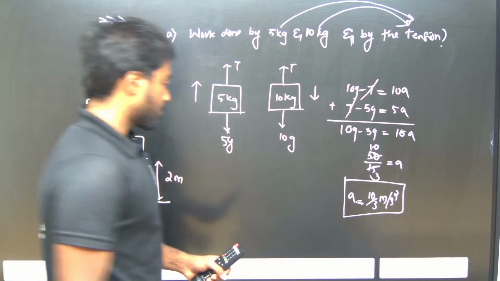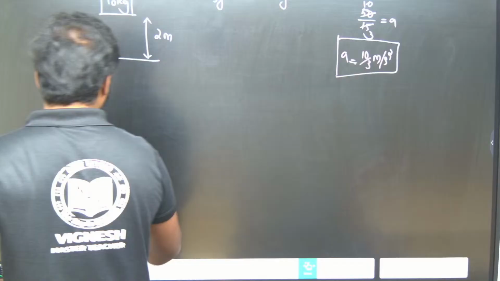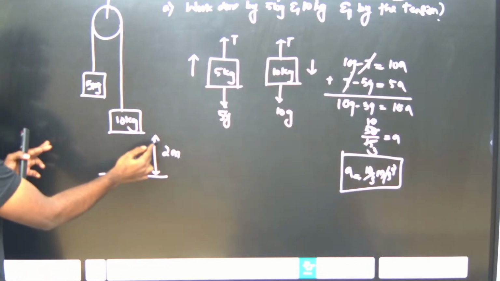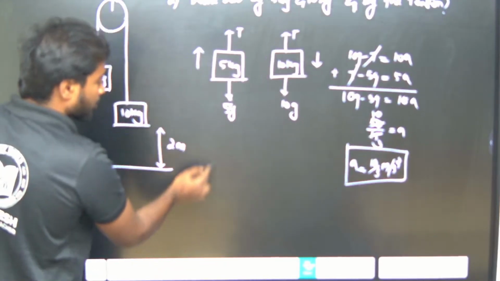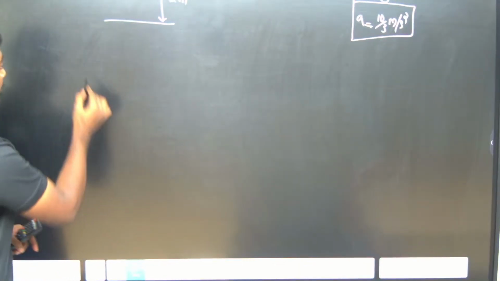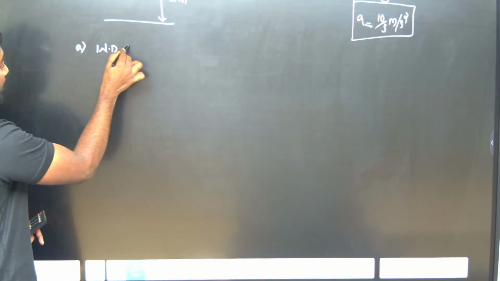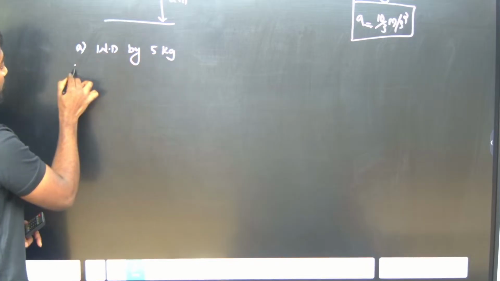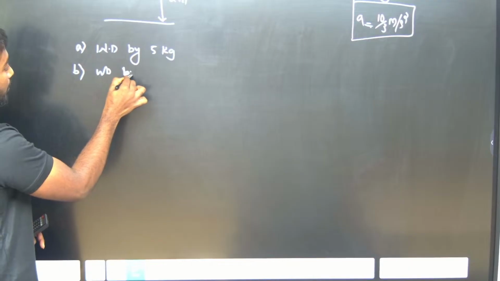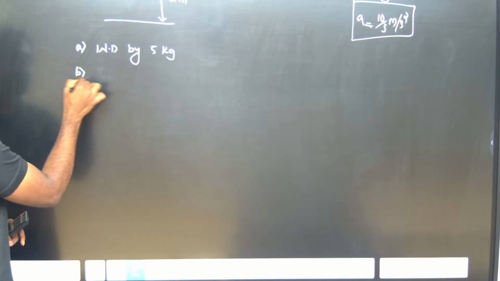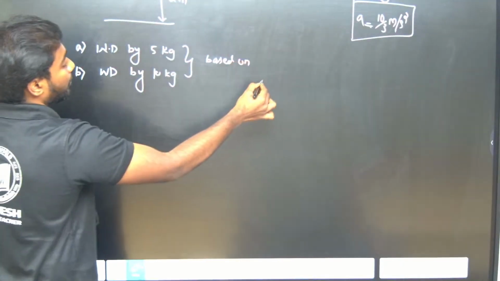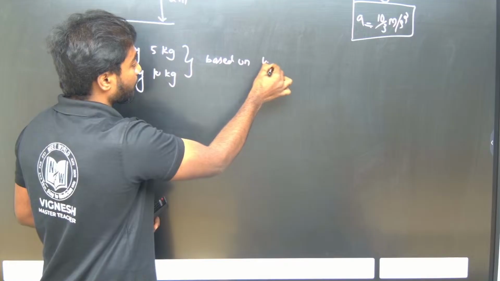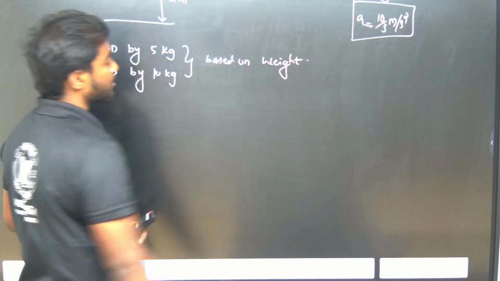Now, yes, now we'll solve the question, okay? Now, what is the thing we can understand here? 10 kg block will take 2 meters to come down, and 5 kg also will go 2 meters up. So, first, work done by, like 4 things are there, okay? Work done by 5 kg, work done by 10 kg. These two things are based on which force? It is weight, right? It is weight, based on weight, right?